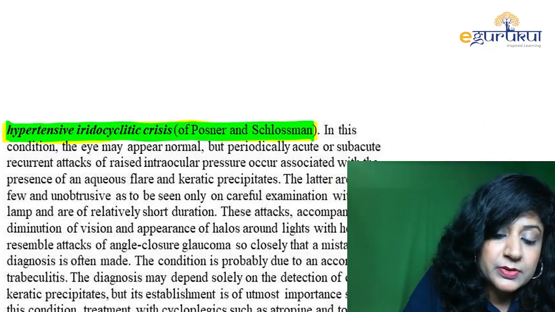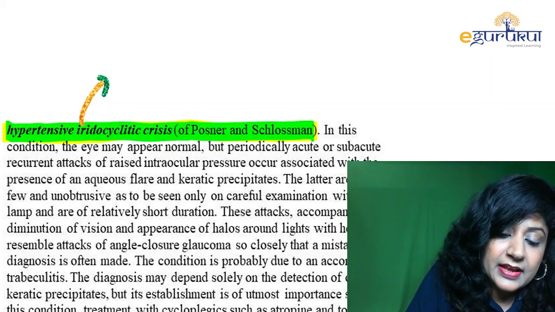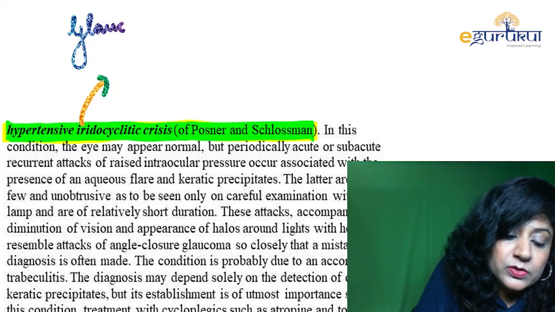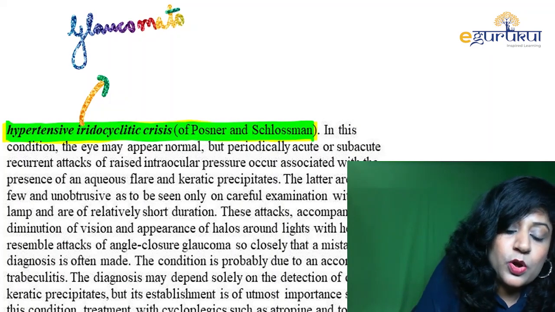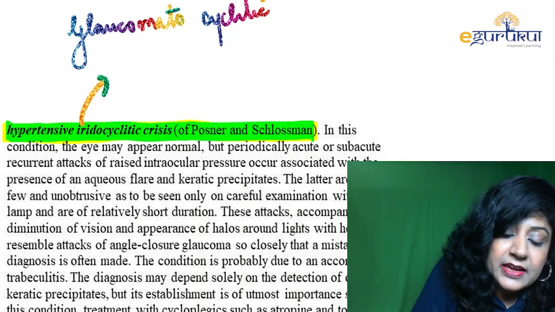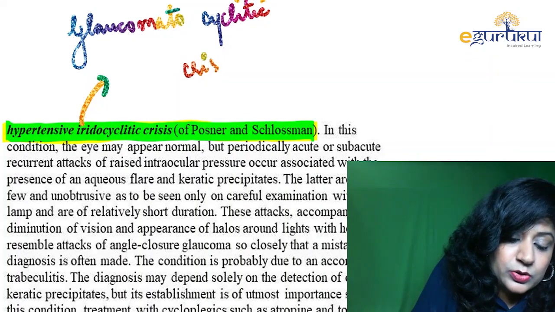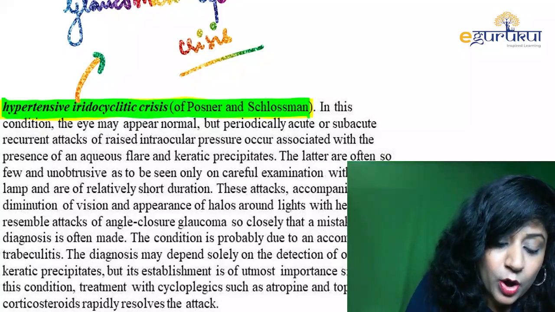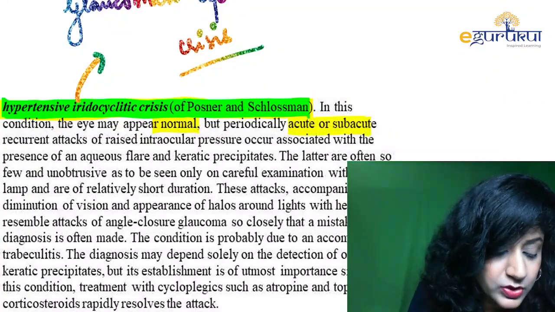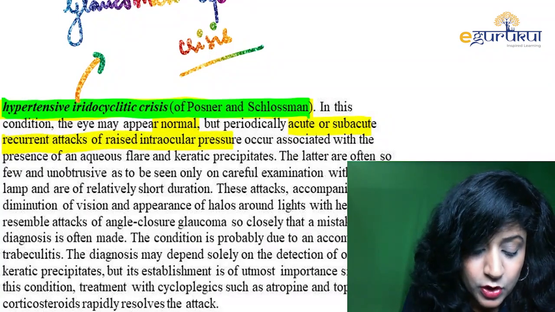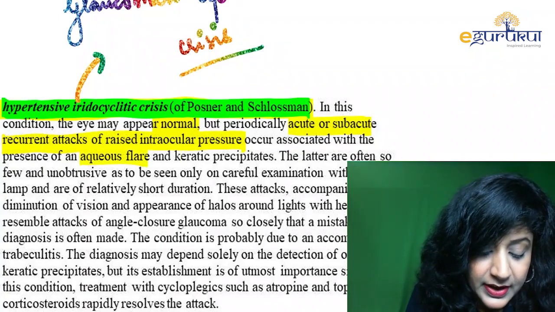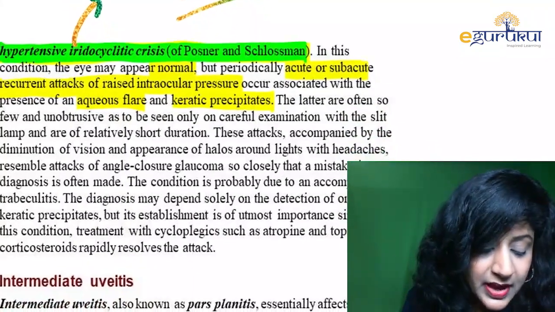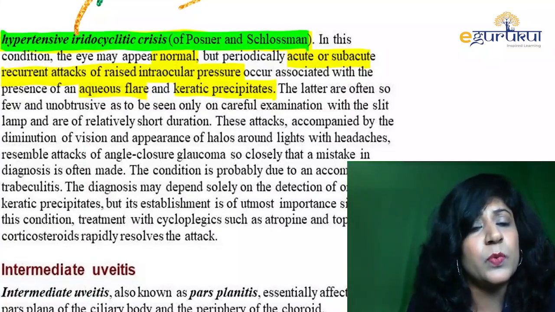This Posner-Schlossman syndrome is also called the glaucomatocyclitic crisis. In this condition, the eye will appear normal, and periodically we can have acute or subacute recurrent attacks of raised intraocular pressure associated with aqueous flare and keratic precipitates. The latter are often so few and unobtrusive as to be seen only on careful examination. They are not very prominent.